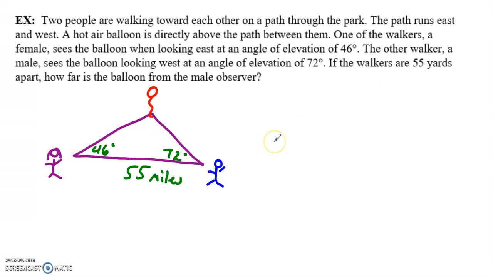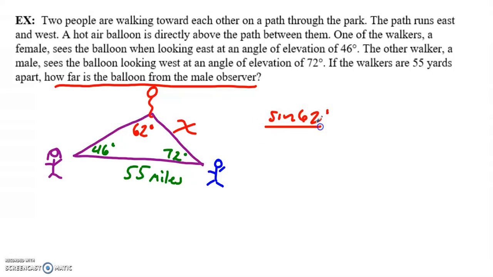The second thing, though, is to ask ourselves, how can we find how far the balloon is from the male? So we want to find this distance here. And if we're going to use the law of sines, it looks like we don't have any angles directly across from sides that we have, unless we find this angle right here. If we add these two angles and subtract them from 180, we would get this is 62 degrees. So we could say that the sine of 62 degrees over 55 equals the sine of 46 degrees over x, because the 46 is across from the side that we want.